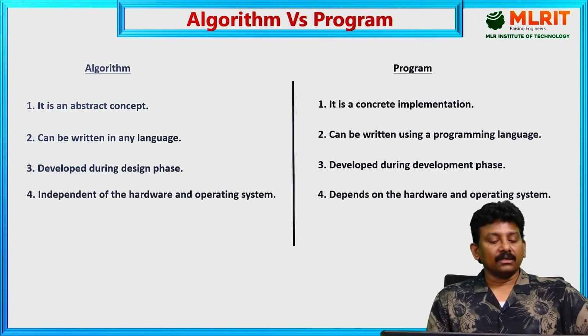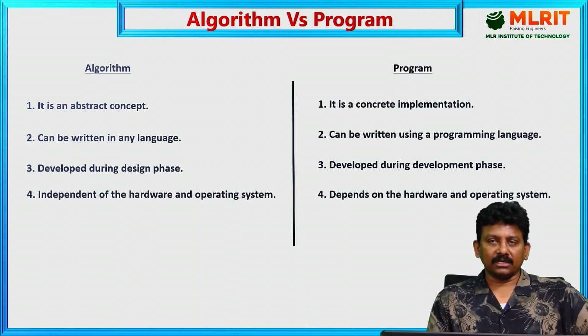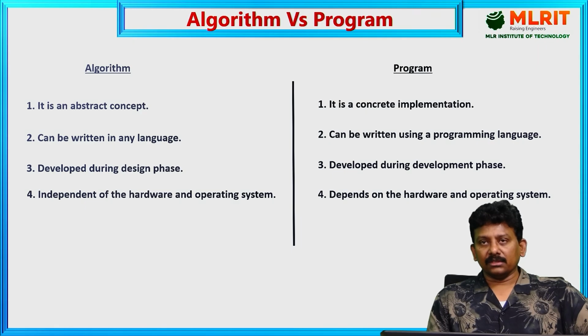Fourth difference, algorithm is independent of the hardware and operating system. To write an algorithm, hardware is not required. Operating system is also not required. By using pen and paper, you can write an algorithm. Coming to program, a program depends on the hardware and operating system. A program is written using any programming language. That program should be run on a computer by using an operating system and hardware. Without hardware and operating system, we cannot execute a program.